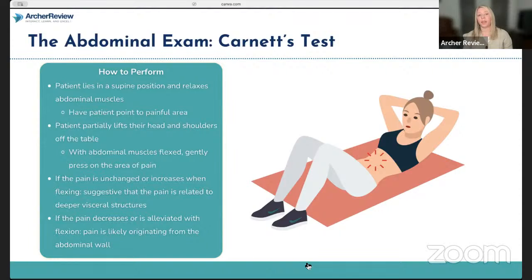doing a sit-up. And when those abdominal muscles are flexed, we're gently going to press on the area of pain. If the pain is unchanged or increases when flexing, that suggests that the pain is related to deeper visceral structures. If the pain decreases or is alleviated with flexion, the pain is likely originating from the abdominal wall.